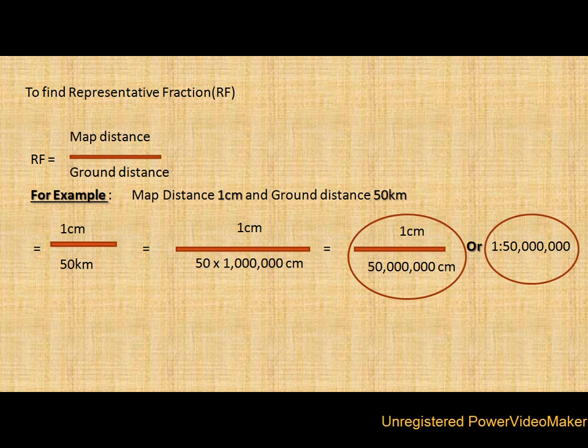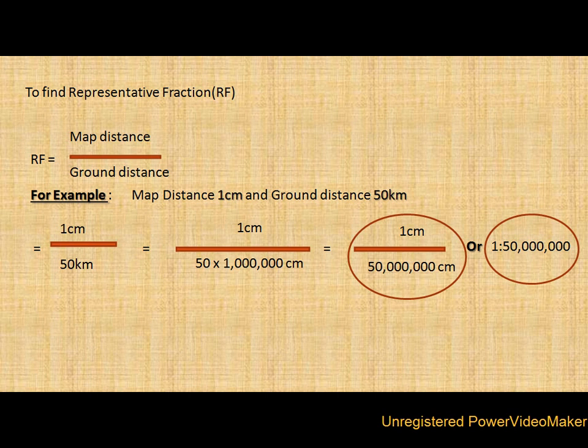Therefore the map distance, 1 centimeter, we write on the top, and the ground distance, 50 kilometer, we write at the bottom. So 1 centimeter is already in the required scale, so we mention it as it is, and we convert that 50 kilometer into centimeter. That means 1 kilometer is equal to 1 lakh centimeter. So 50 kilometer is equal to 50 lakh centimeter.